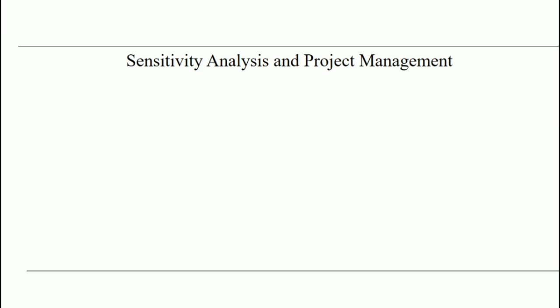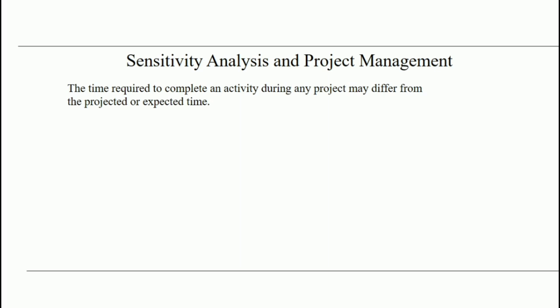Sensitivity analysis and project management: the time required to complete an activity during any project may differ from the projected or expected time. As in the previous discussion, if the activity is on the critical path, the total project completion time will change. There is an impact on the earliest start, earliest finish, latest start, latest finish, and slack times for other activities in addition to the project completion time. The exact impact is determined by the interaction of the various activities.